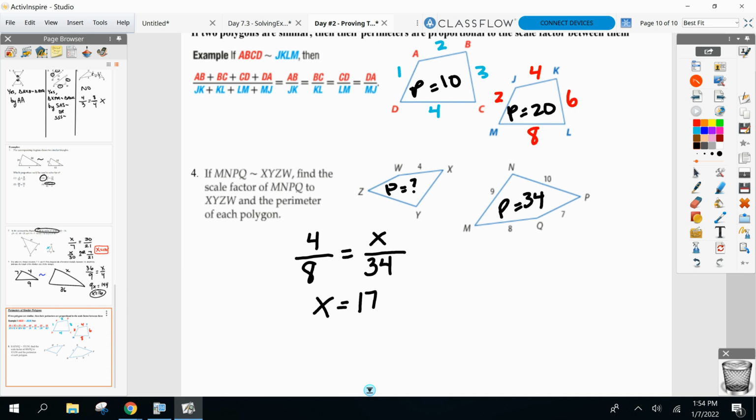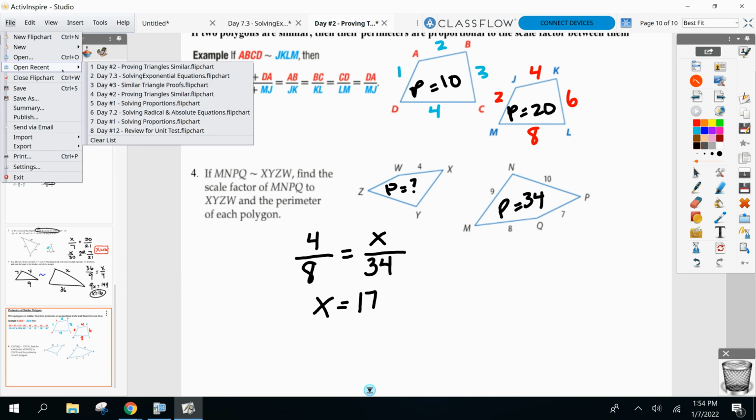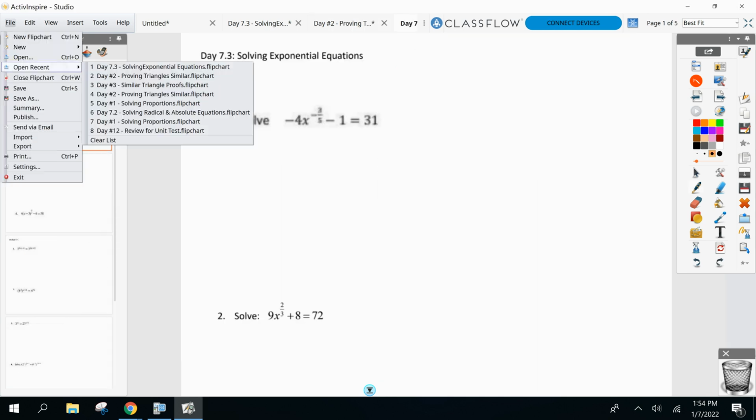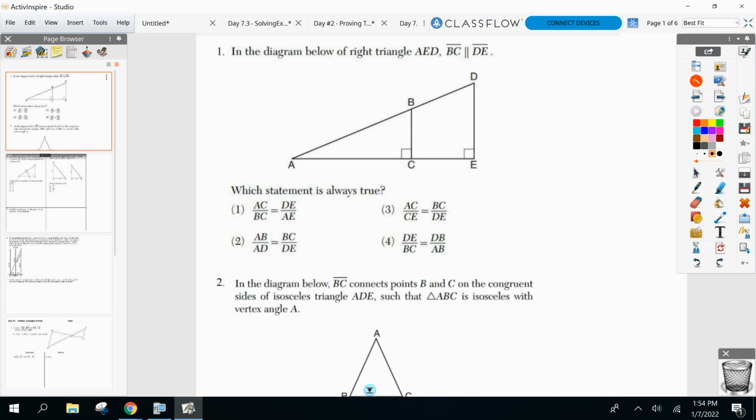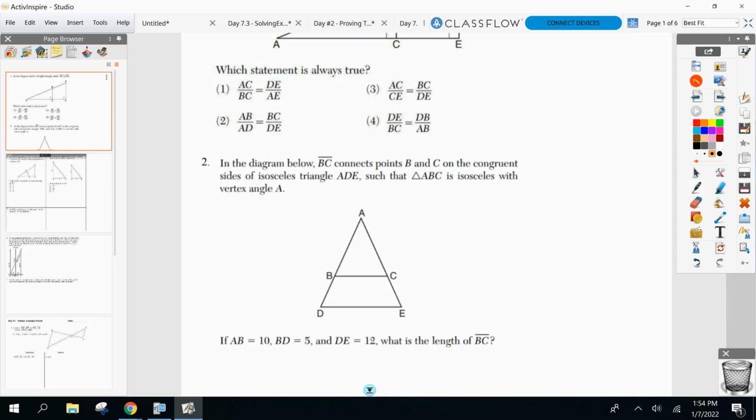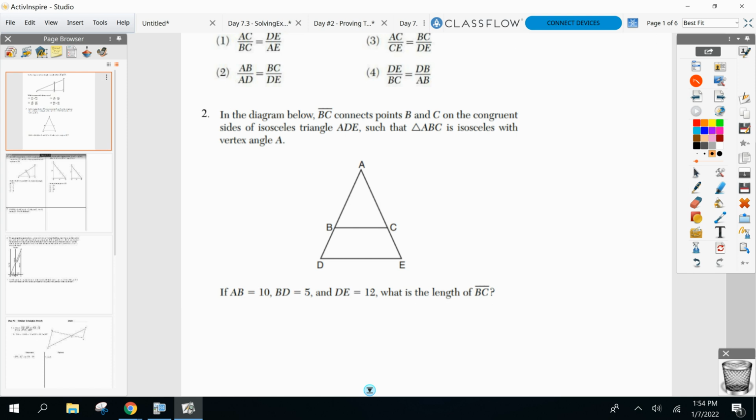One more big piece of information I need to give you before we end it for the weekend. Go to problem number 2 on your homework. Problem 2. Go ahead, fill in the side lengths for me. AB is 10. BD is 5. DE is 12. What is the length of BC?